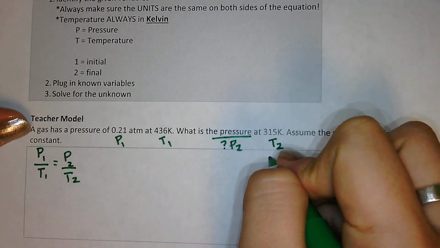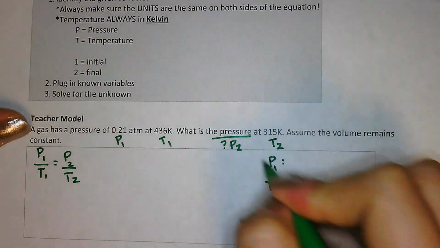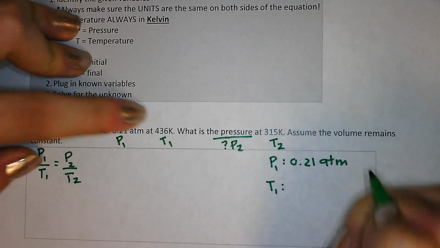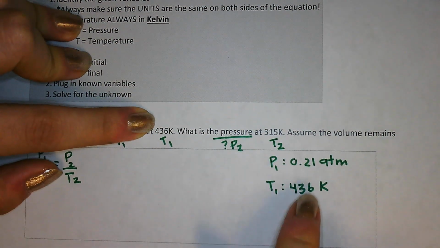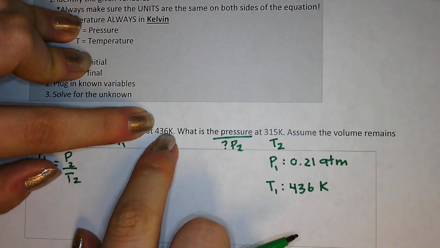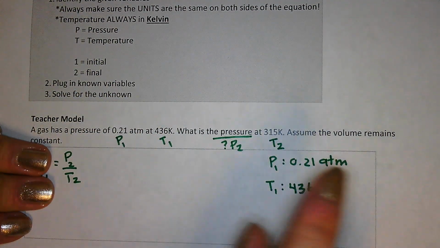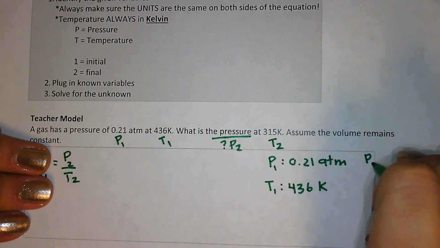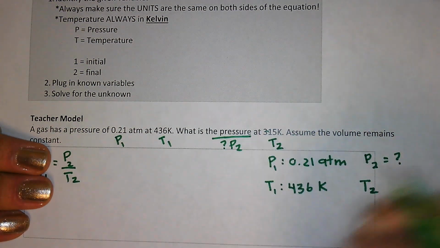So now I have to write down my information that I just got. P1 is 0.21 atmospheres. T1 is 436 Kelvin. Remember, you always have to make sure your temperatures are in Kelvin. If they are in Celsius, you have to change to Kelvin, only in Kelvin. P2 is what we're trying to find, and T2 is 315 Kelvin.